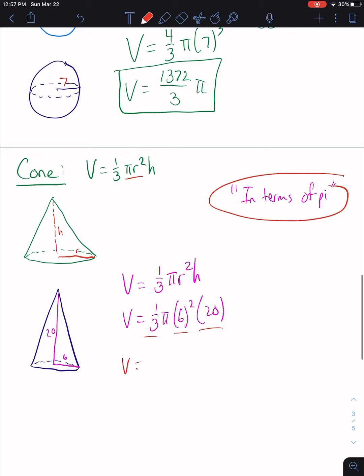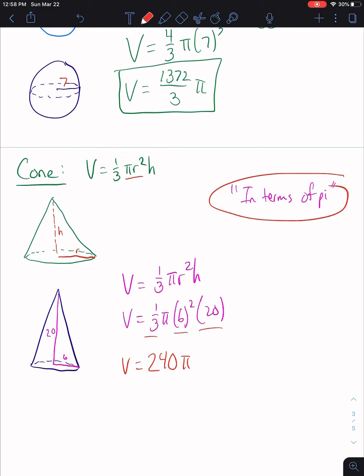So my volume here is going to be, let's quickly plug that into the calculator. I've got 1/3, I've got 6 squared, and I've got 20. And that comes out to 240 pi. So there's our volume of a cone.